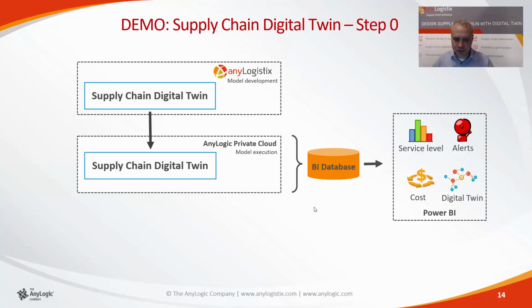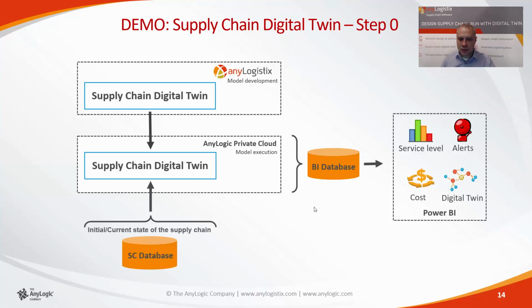So the next step we have to do, we have to connect our digital twin with the initial state to allow our digital twin to read the initial state of our supply chain. Now let's switch back to anyLogistix to do it.